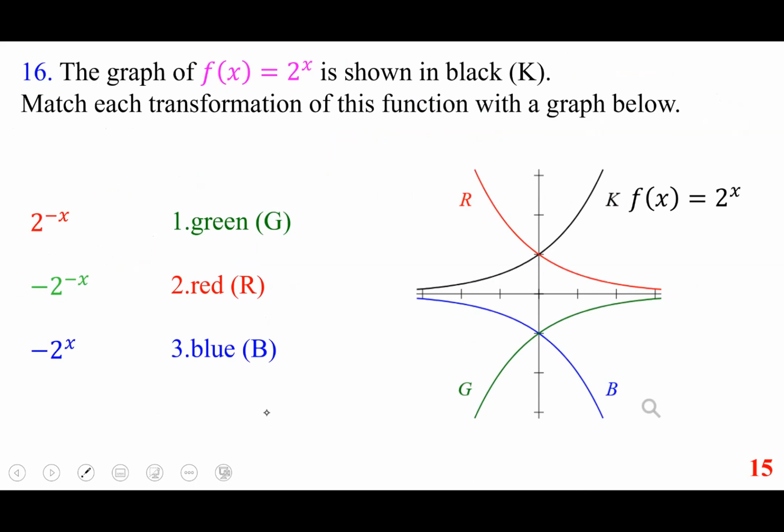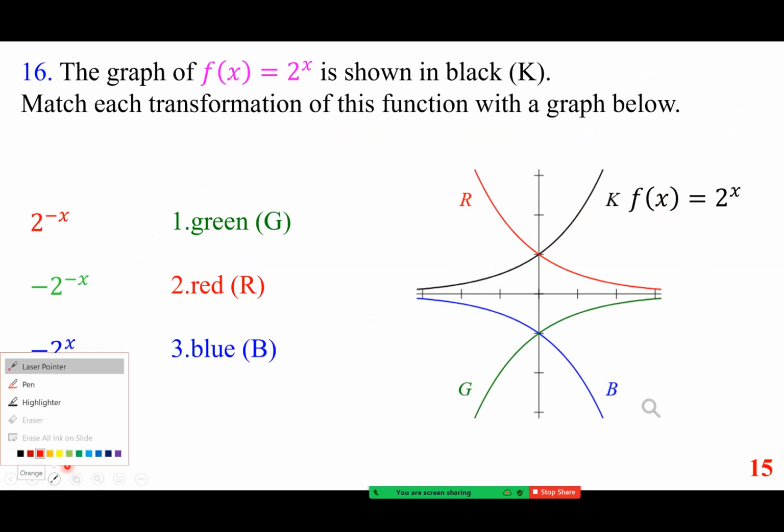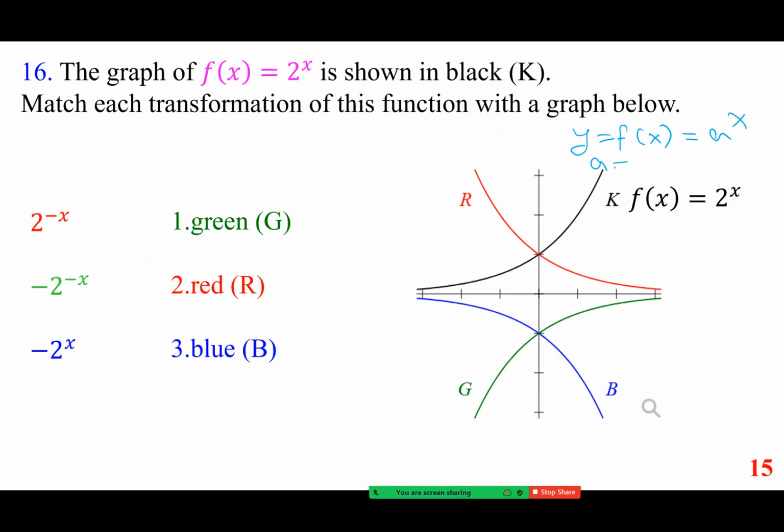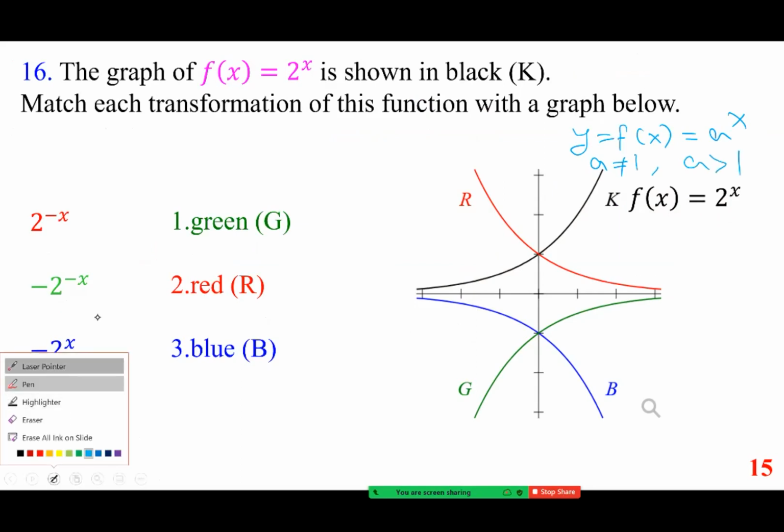We want to come up with the functions. First and foremost, this one is the basic f of x equals 2 to the power of x. They called it k, it doesn't matter. So 2 to the power of x, any exponential function of the form a to the power of x, where a is not 1 and a is larger than 1, looks almost like that, meaning if this is 3 to the power of x, 5 to the power of x, 10 to the power of x, it looks almost like this. Okay, exponential growth, if you will. Now we want to figure out which one is which.